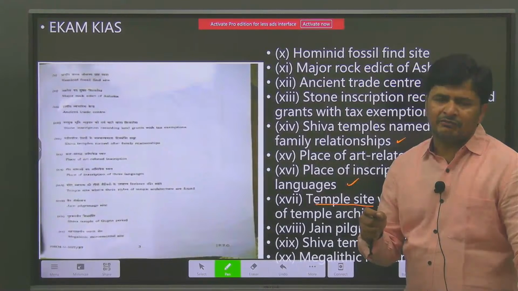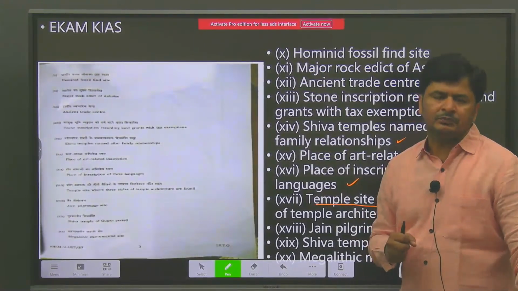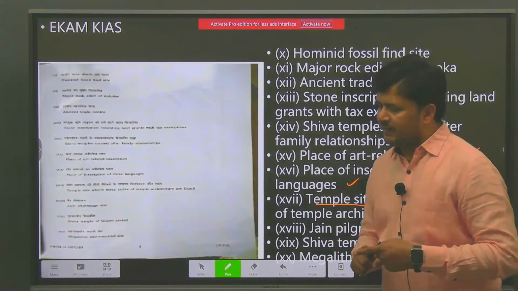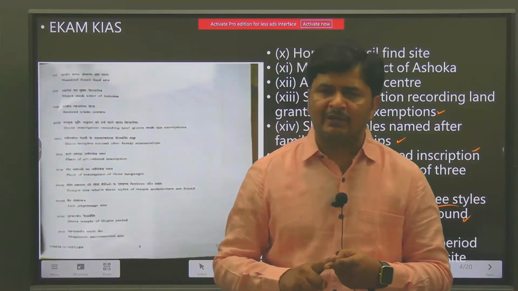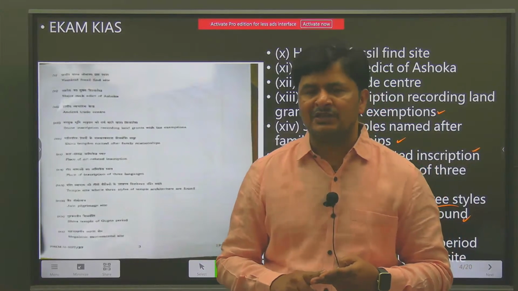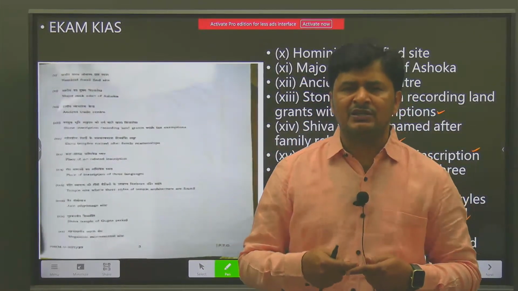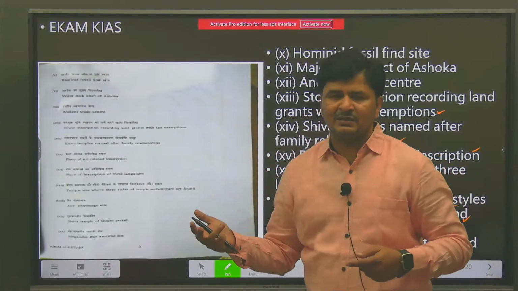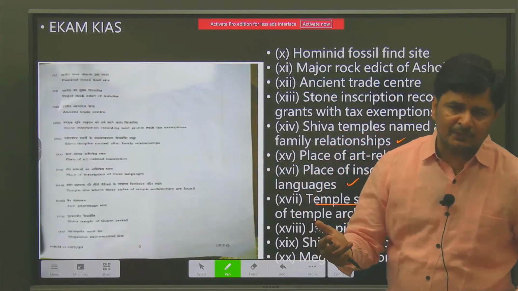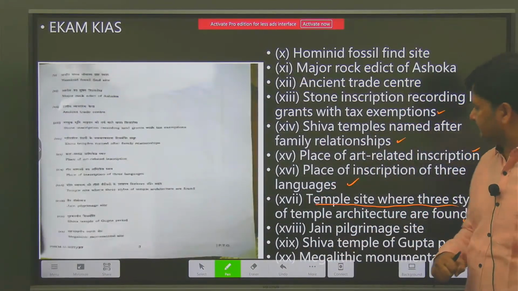Pattadakal, where we find a temple complex belonging to the Badami Chalukyas. The Chalukyas of Badami, who ruled over the Deccan in the post-Gupta age, had two capitals: Badami, the administrative capital, and Pattadakal, the cultural capital. The significance of the Pattadakal temple complex got recognition by UNESCO, where we find three styles: Nagara style temples, Vesara style temples, and Dravidian temples. You can easily frame this in two to three lines.